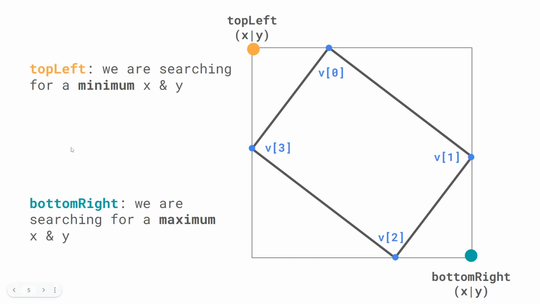And with these two variables, we have everything we need to construct our bounding box, also to do the check for intersection. All right, that's it for this presentation.